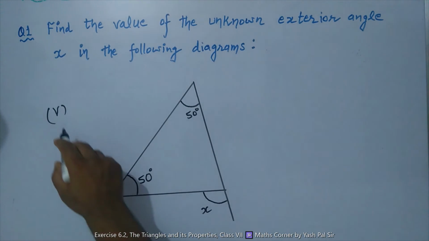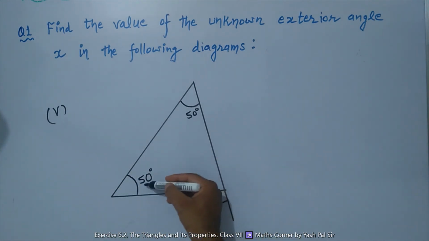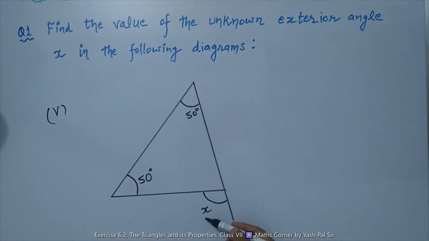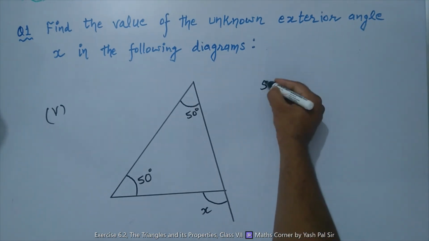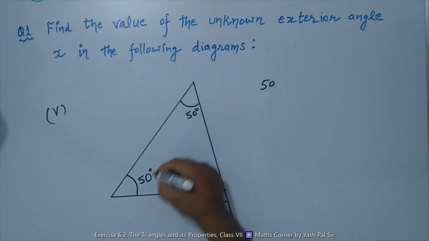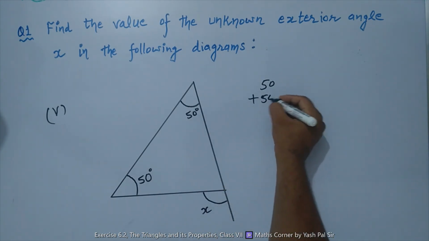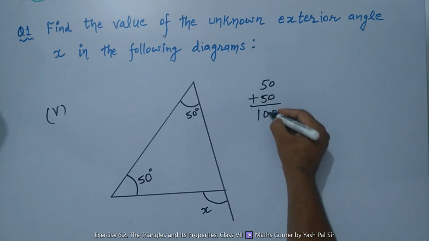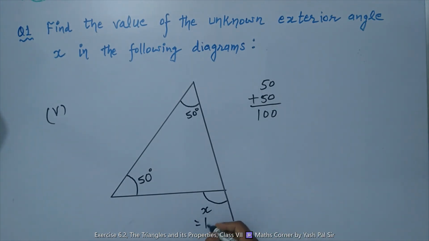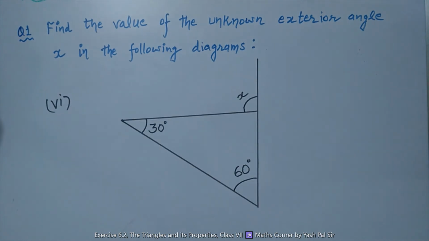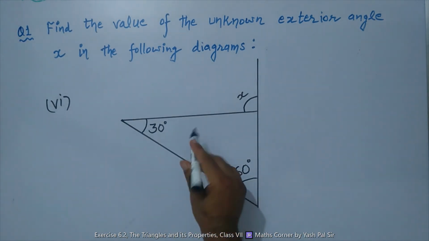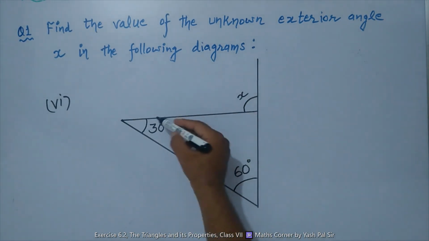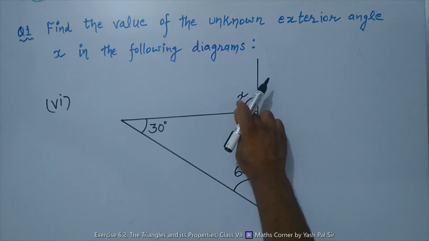Part number 5. Interior angles are 50 degrees and 50 degrees. The exterior angle is x. So firstly, the sum of opposite interior angles, 50 plus 50, equal to 100. So the value of x is 100 degrees. Right? Now next part number 6.